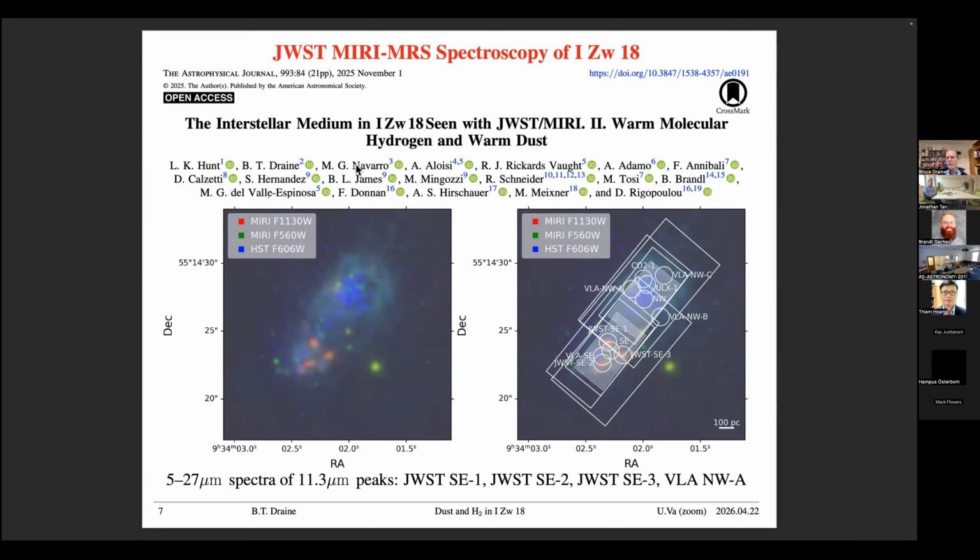So I'm going to tell you about results from this paper led by Leslie Hunt, published last year, reporting JWST observations with the MIRI spectrograph of I Zwicky 18. So here is an image of I Zwicky 18 made from three bands. One of them is HST. So the blue light here is showing you where the star formation is. So star formation is strong up in this region here, as evidenced by visible stars. And then the green and red colors here are MIRI filter photometry at 5.6 microns and 11.3 microns.